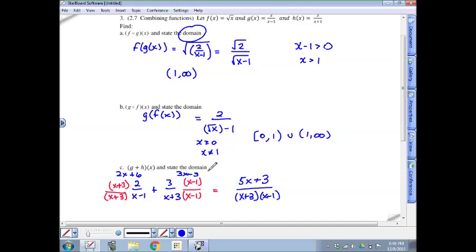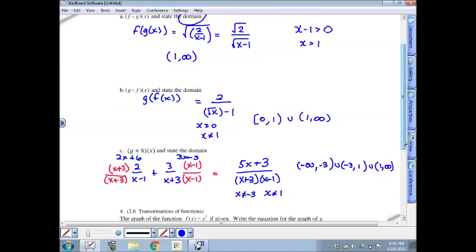Now we again have to state the domain. This is a function that's a rational function, meaning it has a function in the numerator, it has a function in the denominator. It's the denominator that we need to worry about. X can't be negative 3, and x cannot be positive 1. Those would turn either of these factors into 0, and we can't divide by 0. So even though it doesn't say to put it in interval notation, I'm going to put it in interval notation. So from negative infinity to negative 3, from negative 3 to positive 1, and from 1 to infinity.